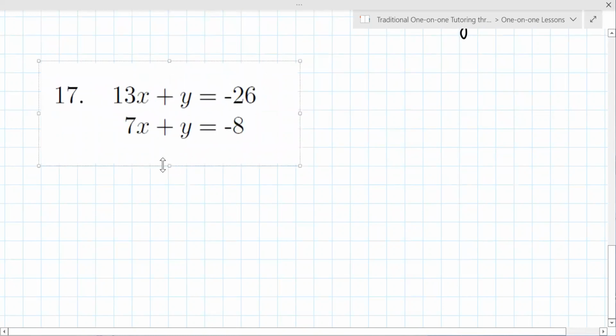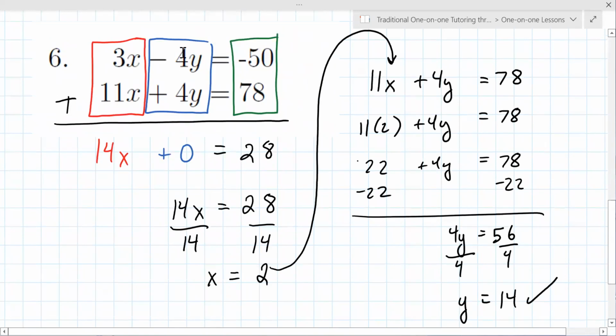Okay, now in the previous problem, we were able to just add the equations together. You may not have known why we were able to do that. So we're actually going to go back and look at the previous problem and see why. Do you see how minus 4y and plus 4y are opposite in sign?